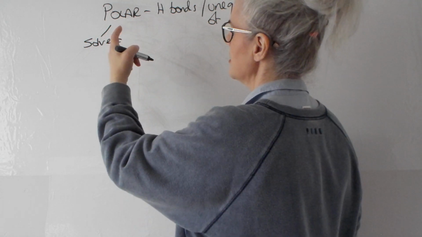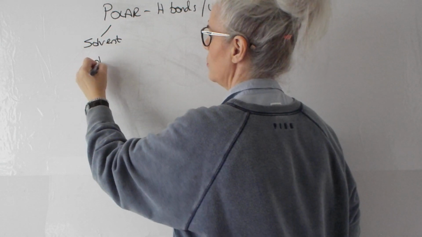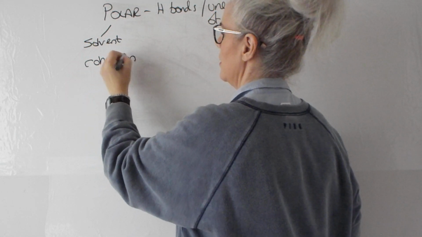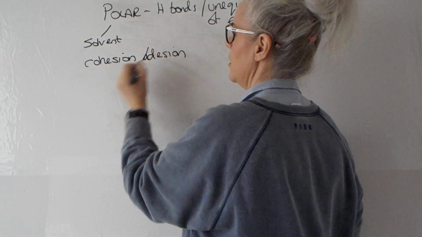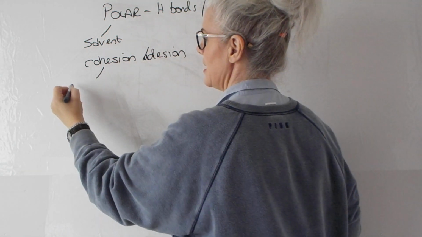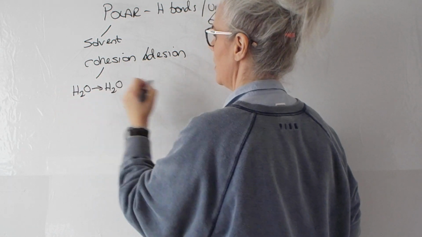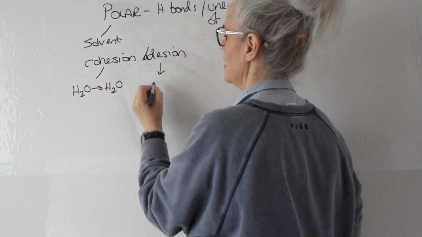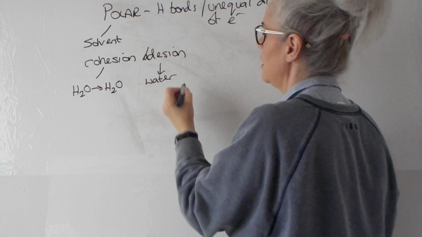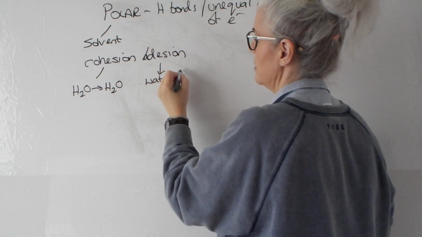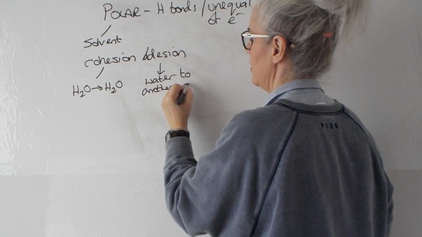One of the other things that this polarity leads to is something called cohesion. Cohesion and adhesion. Can't spell. So cohesion is water to water. Adhesion is water to any other polar or ionic surface. So water to another surface.